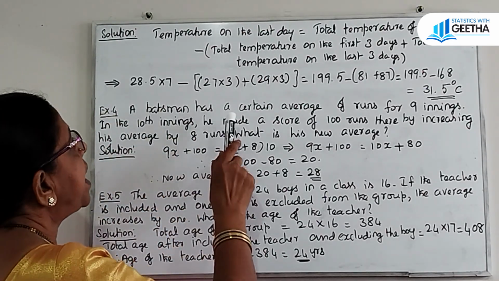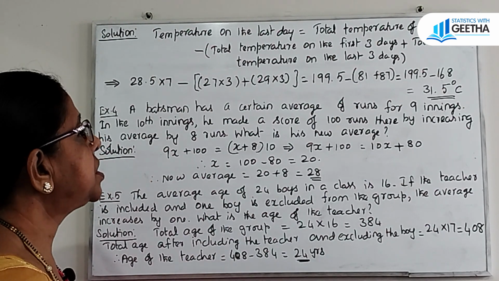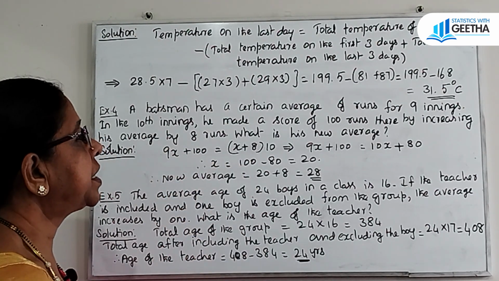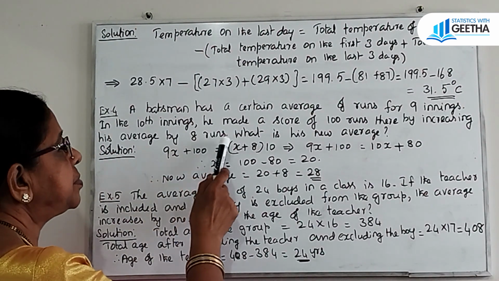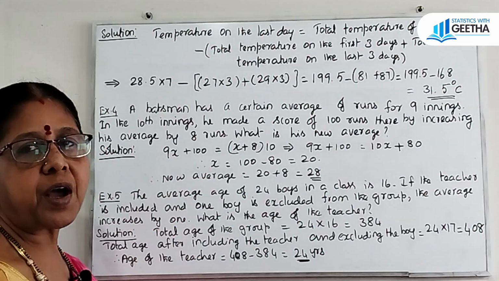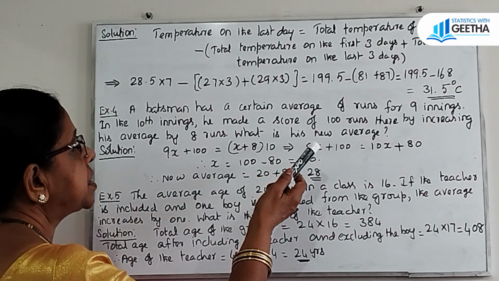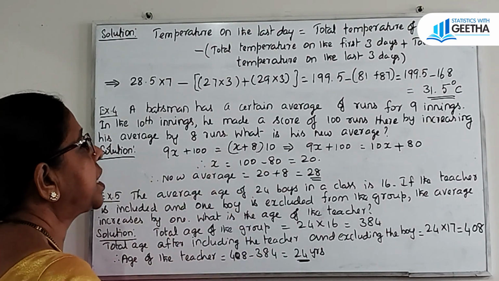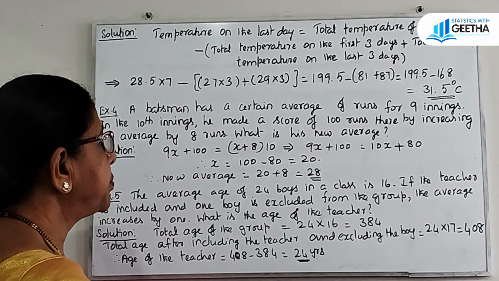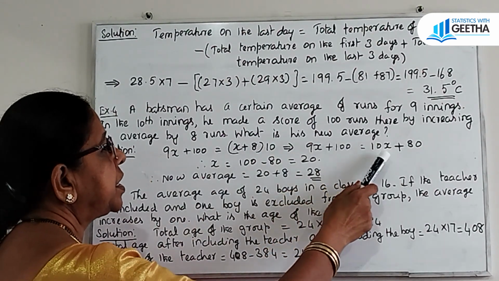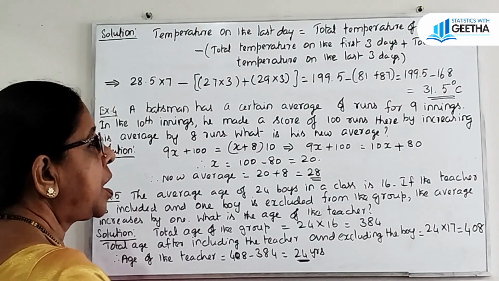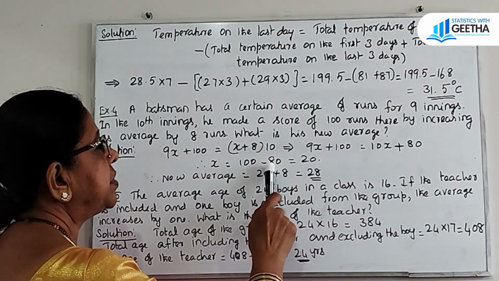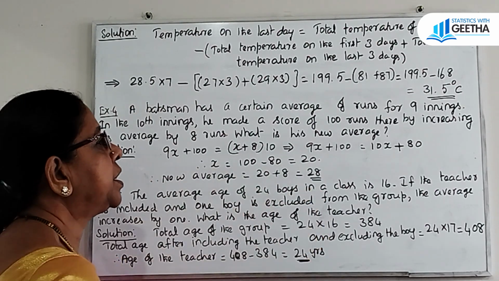Exercise number 4. A batsman has a certain average of runs for 9 innings. In the 10th innings, he made a score of 100 runs, thereby increasing his average by 8 runs. What is his new average? So for the 9 innings, let us take the average as x. Then 9x plus 100 equals x plus 8 into 10. That implies 9x plus 100 equals 10x plus 80. Then 10x minus 9x is x, and 100 minus 80 is 20. So x equals 20.